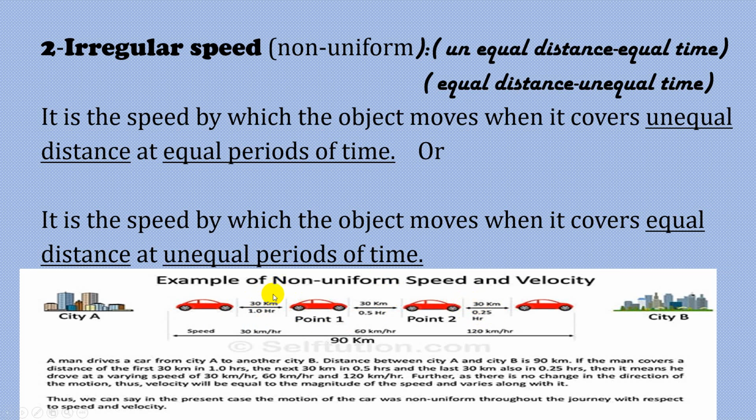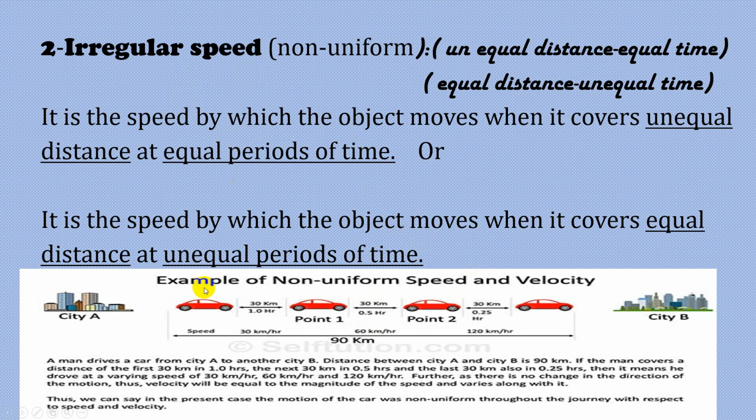It covers this distance from city A to city B. But what's different here? The time is unequal. So the non-uniform speed is when an object, like a car, for example, covers equal distance but in unequal time. We can reverse this. We can say equal time, and the other one will be unequal distance. So this is called irregular speed.